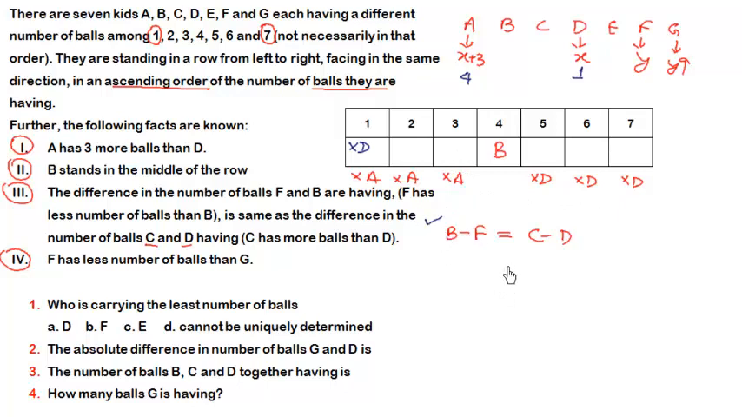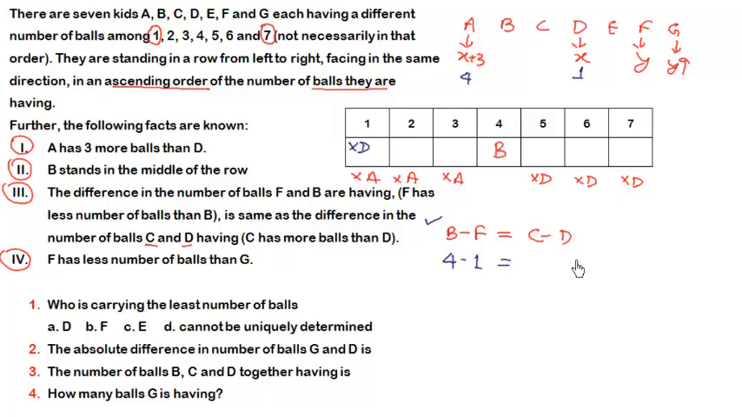In this case the value of B is 4, that is fixed, and F, since it has to be less than B, so the possible value of F has to be either 1, 2 or 3. So let's start with 1. So if the position of F is 1, then the difference here is 3, right?